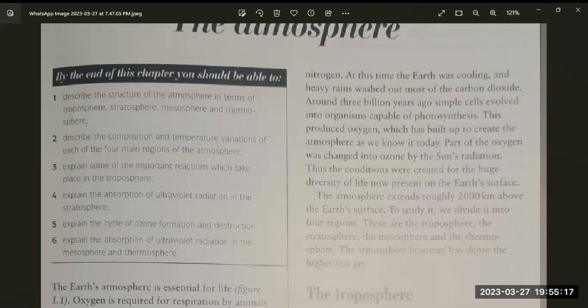At this time, the Earth was cooling, and heavy rains washed out most of the carbon dioxide. The rain reacts with a little bit of the carbon dioxide that we had and washes it away, and a little later on we'll see that reaction. So we had clean air to breathe. Oh my goodness, imagine clean air to breathe.